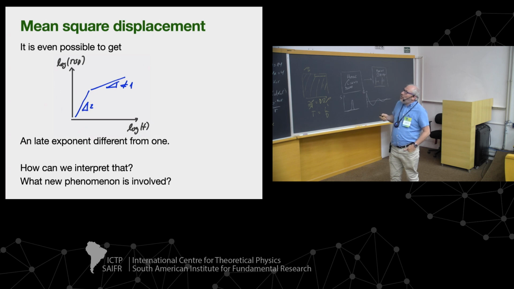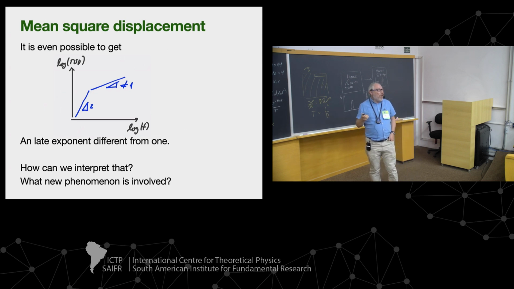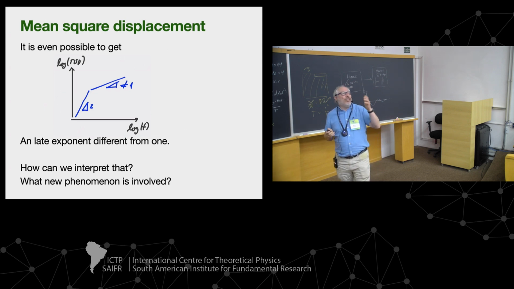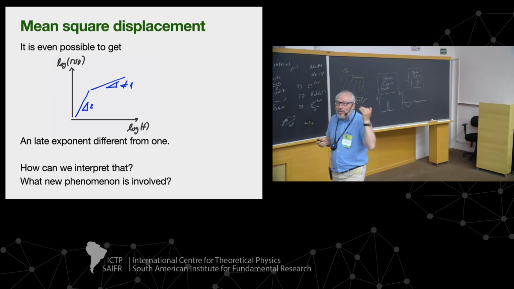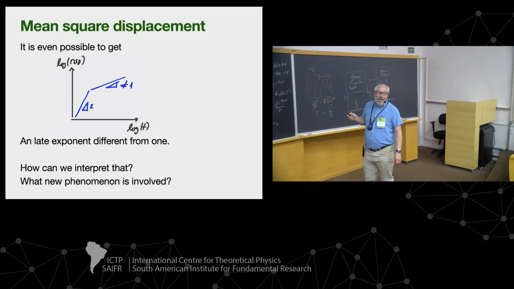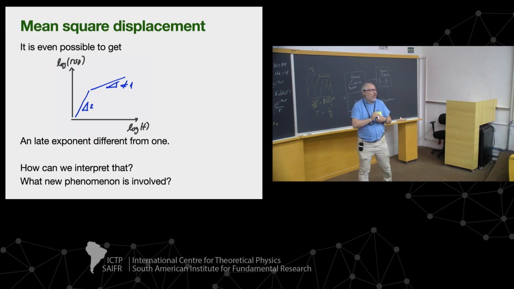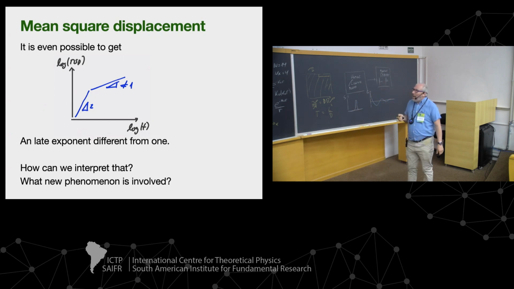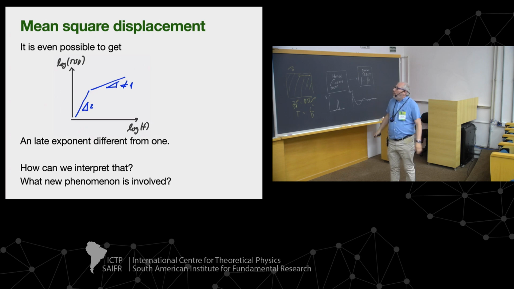So sometimes you get something like this, where the log of the MSD as a function of time grows first ballistic, and then with an exponent that is not 1, smaller than 1, for example. If it's smaller than 1, it's called subdiffusive. If it's larger than 1, but not 2, it's called superdiffusive. But you get something that is different from 1, and the question is, how do you interpret that? What is happening in this system? I don't know if you have some idea.